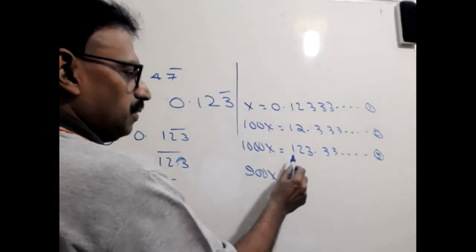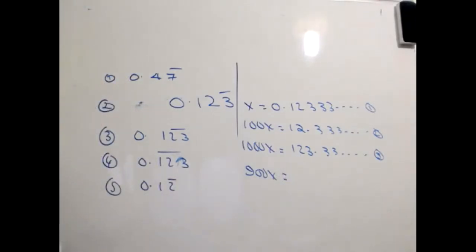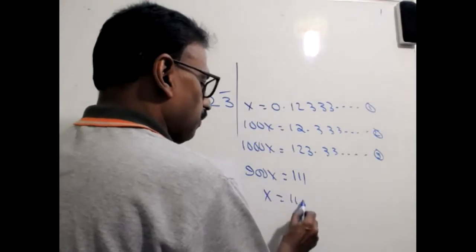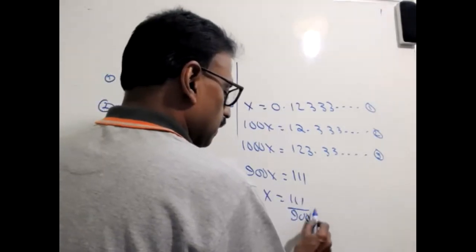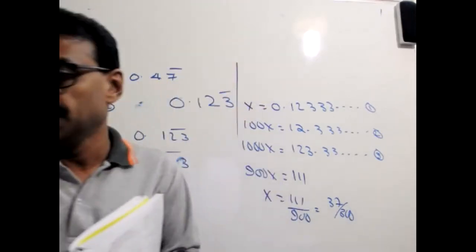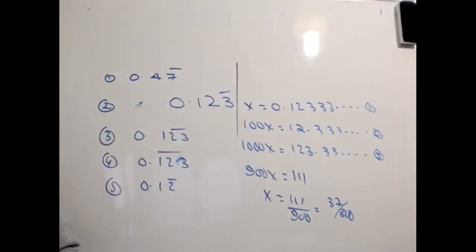900x equal to how much? 123 minus 12. How much? 111. Okay, 111. X equal to 111 divided by 900. So 37 divided by 300. Copy first. Who all made mistakes?